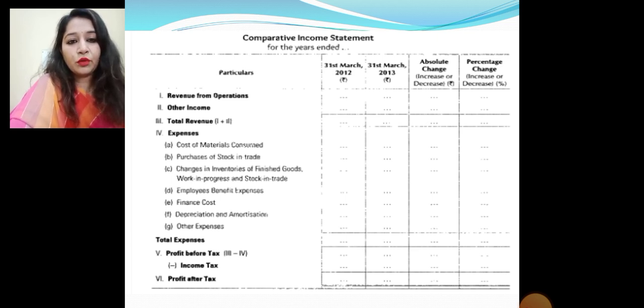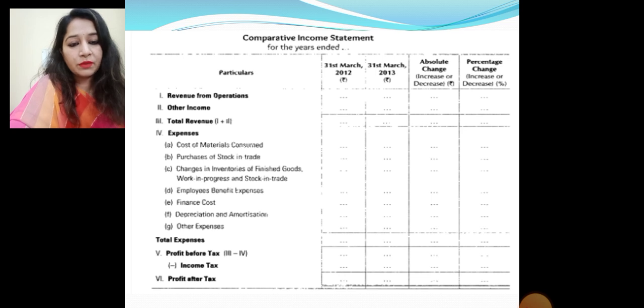This is the way how we write the particulars. Revenue from operations, that is sales, and other income. Third, revenue from sales plus other income is equal to total revenue. Fourth point is expenses. All the expenses, direct expenses, indirect expenses, we have to write here, and the total of expenses should be there.